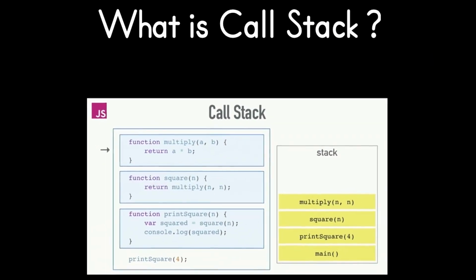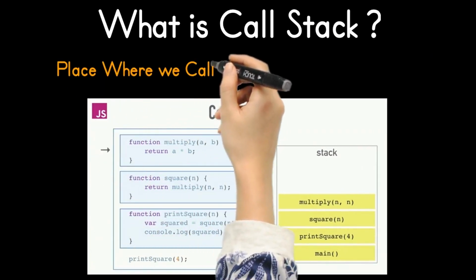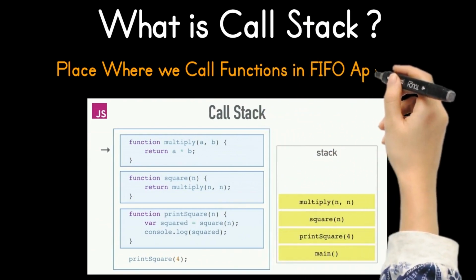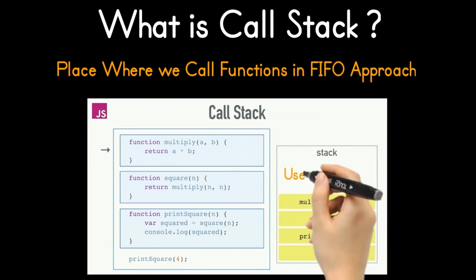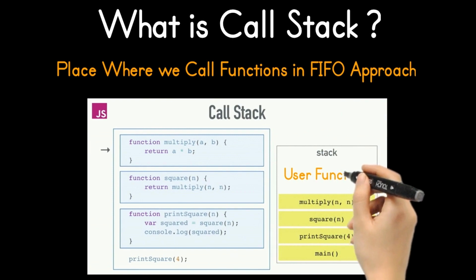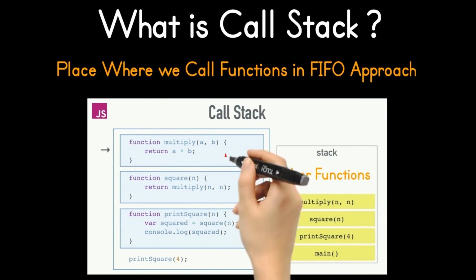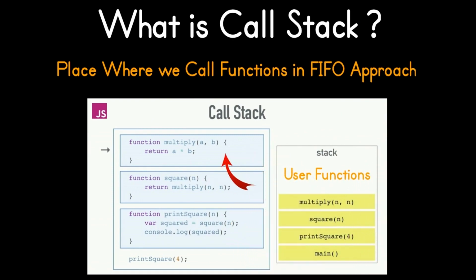So now guys, we will be discussing the call stack. Basically it's just a place where we call different kinds of functions that we have declared inside our applications. You can see inside the screenshot we have four functions, and this main function represents the global execution context that we discussed in the earlier slide. The rest of these three functions are handled in a FIFO approach. FIFO simply means first in, first out.